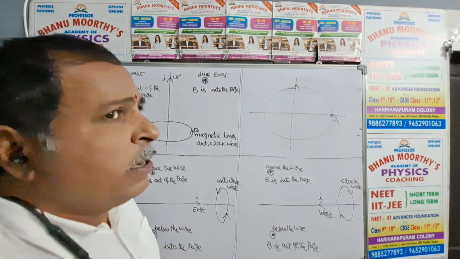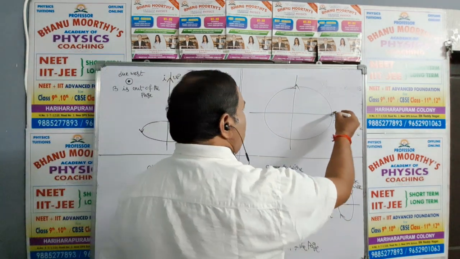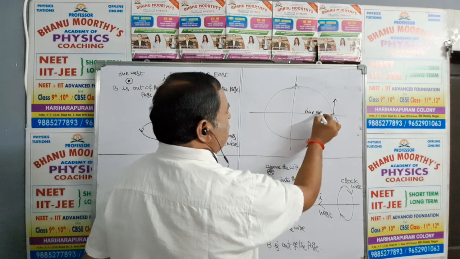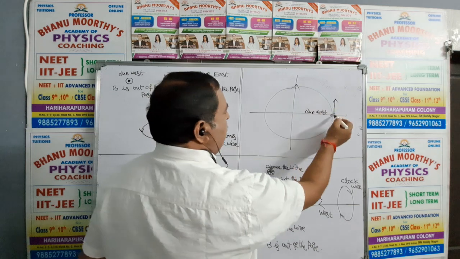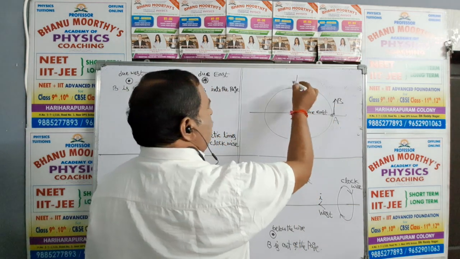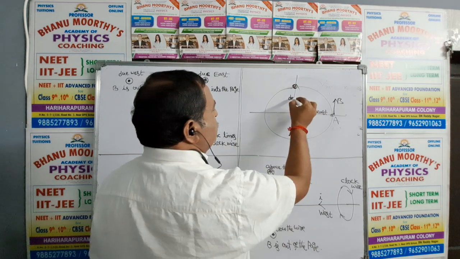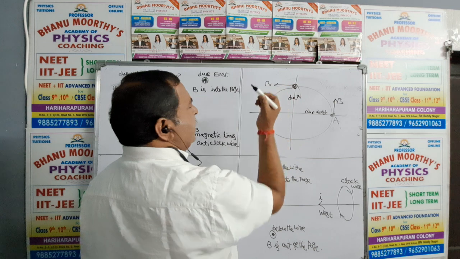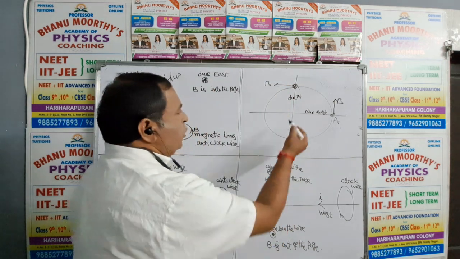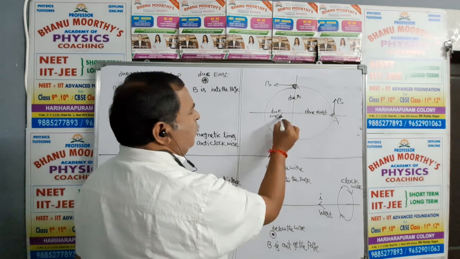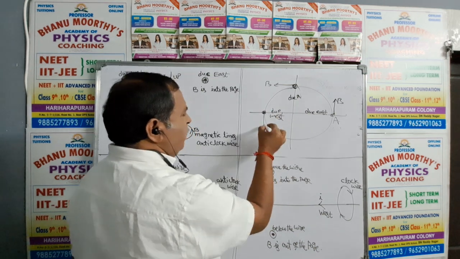At point A, magnetic induction is towards north. So this is due east. Due east of this conductor, magnetic field direction is towards north. And due north of the conductor, this is due north. Due north of the conductor, magnetic field direction is towards west. Due west of this conductor, direction of magnetic field is south.